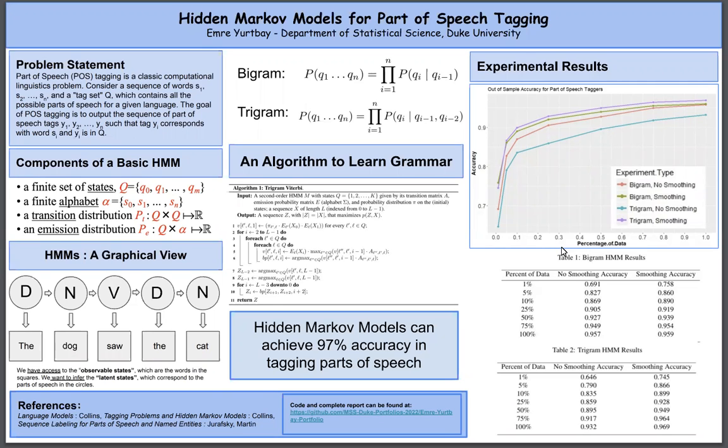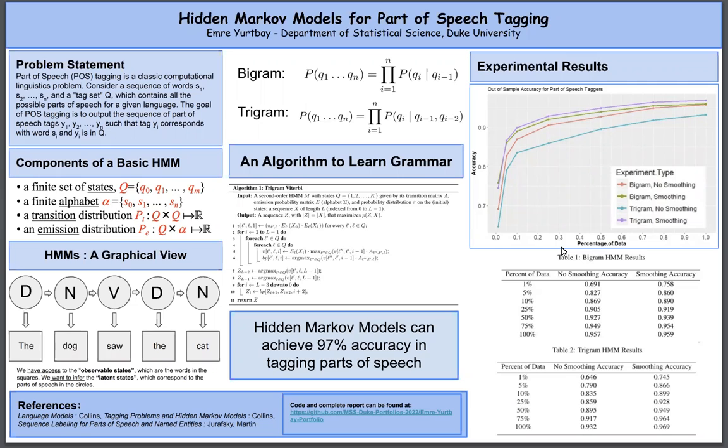Smooth versions of the bigram HMM actually outperform their unsmooth counterparts when the training data is small. This advantage decreases as we use more training data. And this points to the fact that bigram HMMs do not overfit to a high degree, so they benefit less from smoothing. When we use all the training data, the bigram HMM achieves 96% accuracy, which is very impressive.